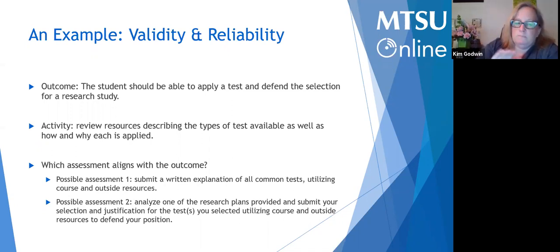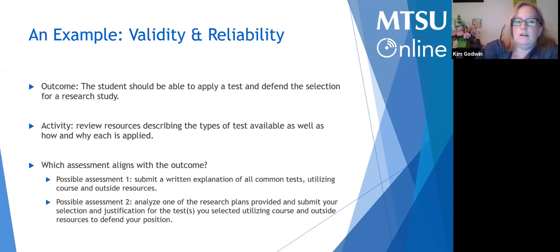So when you're thinking about that, if my outcome specifically talks about them applying and defending, and my assessment says, write some busy work that you remember this, I'm not actually doing an assessment that looks at how they apply and defend their selection. I need them to actually do an assessment where they look at all the different types of tests and then make a determination from a case study, a research proposal, something that I've provided, that they determine which test needs to be used and why. And that is where they're explaining it to me.